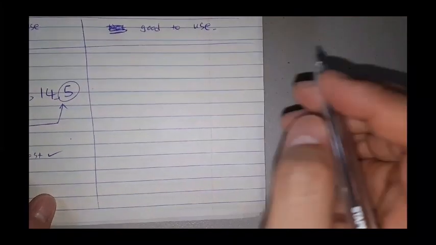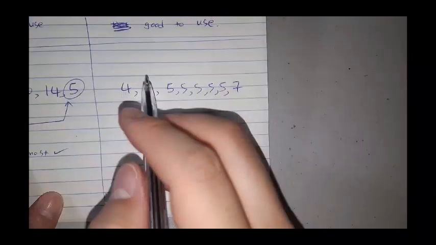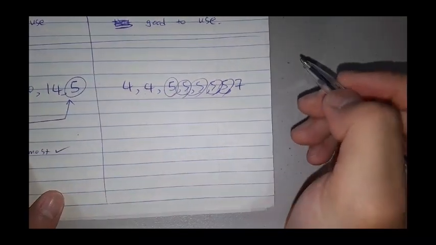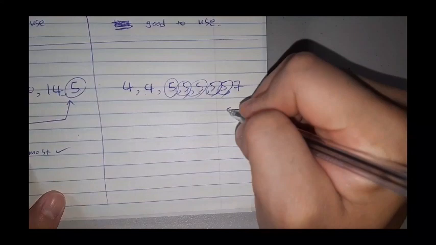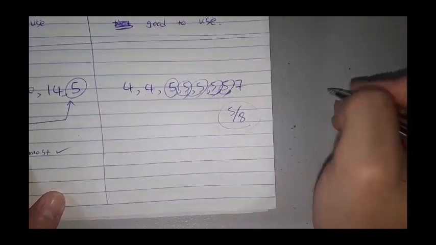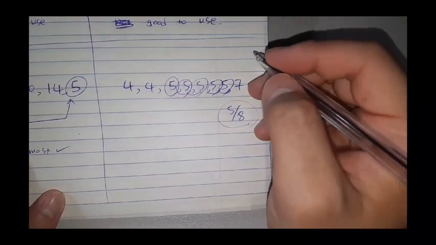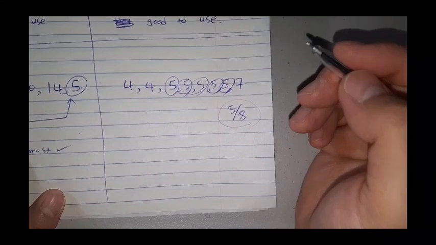On the other hand, something that is good. As you may notice, if I have 4, 4, 5, 5, 5, 5, 5, 7, something like that, 5 is repeating 5 times out of 8. So if you look at the situation, 5 out of 8, that's already more than half. So maybe mode is a good idea to represent the whole average value.